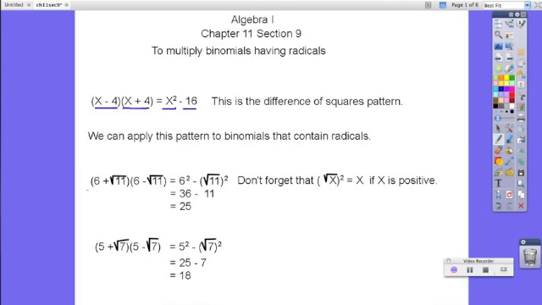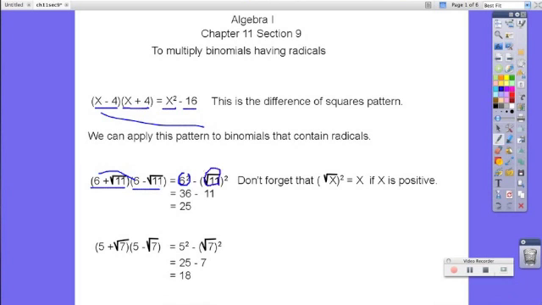Consider this problem. We have 6 plus the square root of 11 times 6 minus the square root of 11. We do this problem exactly the way we did this one up here. 6 times 6 is equal to 6 squared. The square root of 11 times the square root of 11 is equal to the square root of 11 squared. Makes no difference whether this is a constant, a variable, or a radical. You square it and you keep the base the same, just like you did up here.